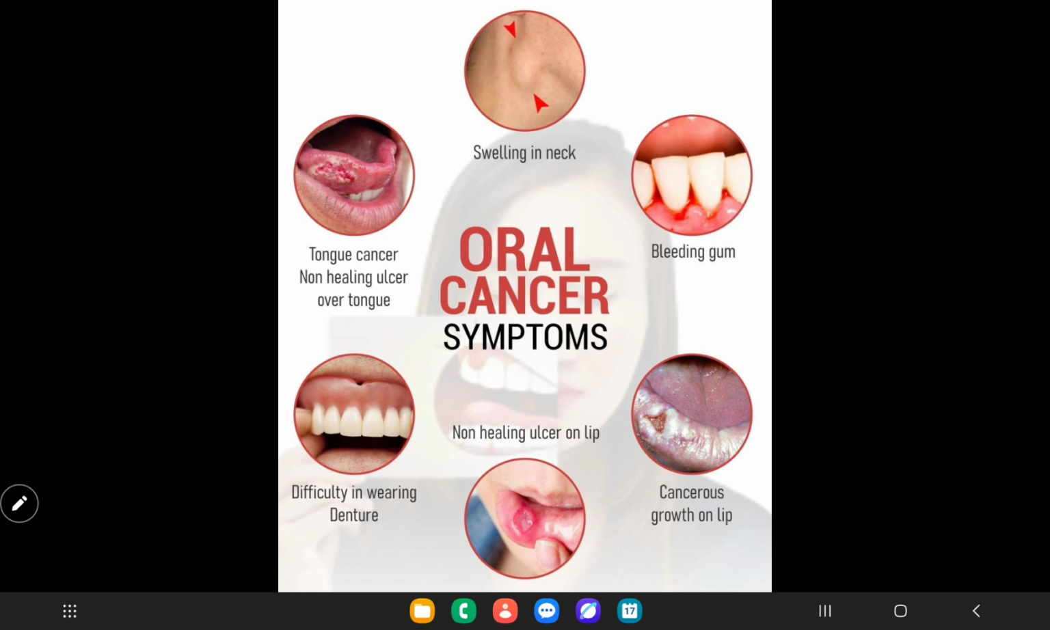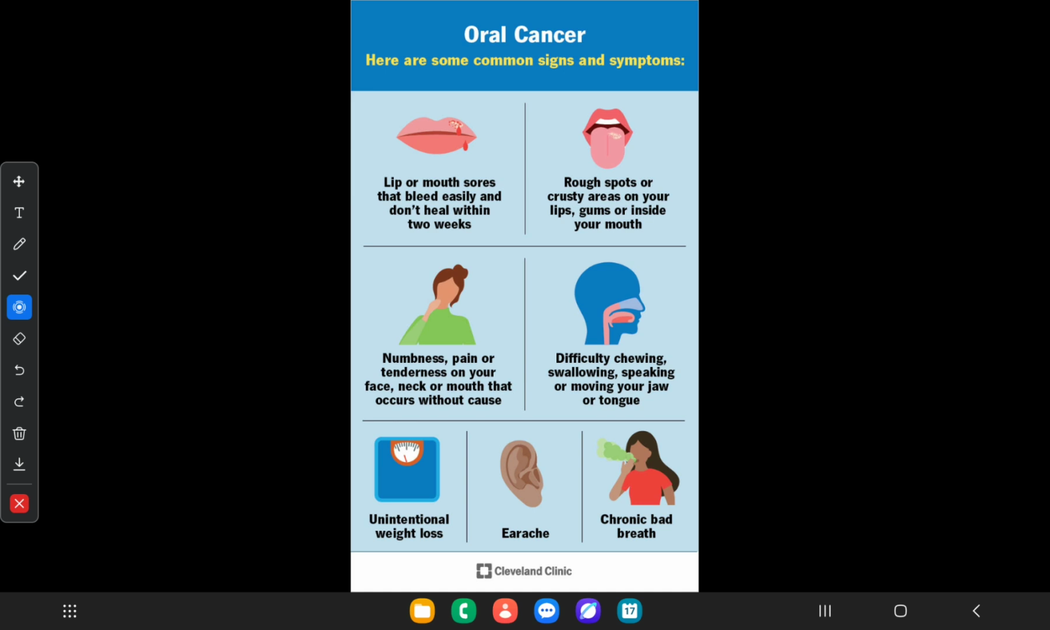So, what are the signs and symptoms of oral cancers? First, we will see the symptoms. There can be swelling of the neck or bleeding from the gums, and sometimes you may feel a cancerous growth on the lips. Also there may be difficulty in wearing dentures, as well as non-healing ulcers of the tongue. Those are tongue cancers. And sometimes there are non-healing ulcers over your lips. Those can also lead to oral cancers. These are several other signs and symptoms.